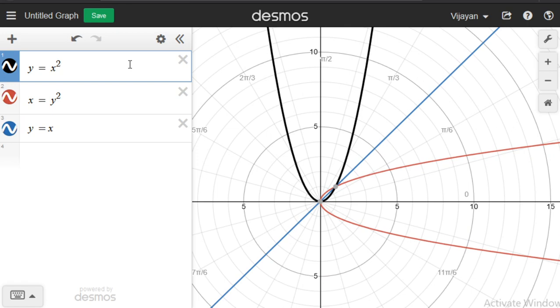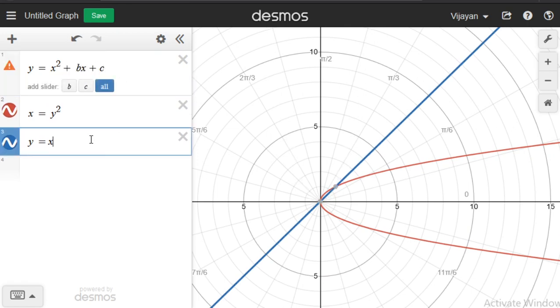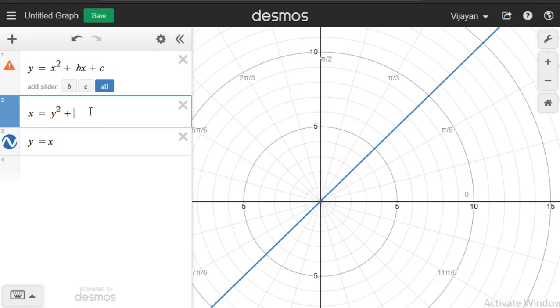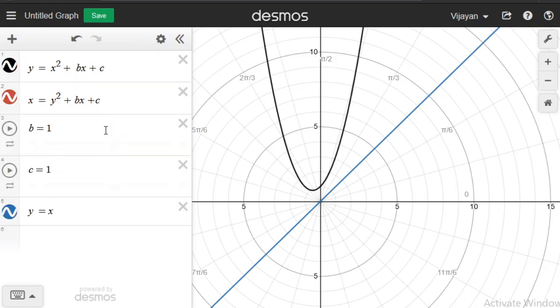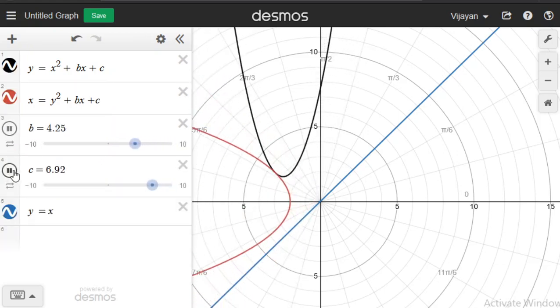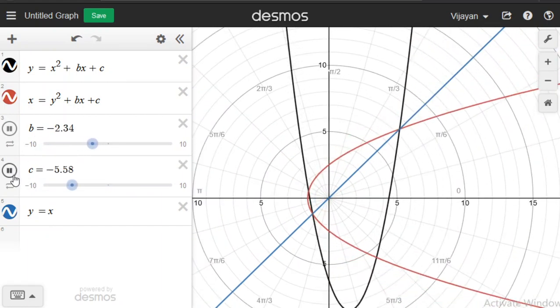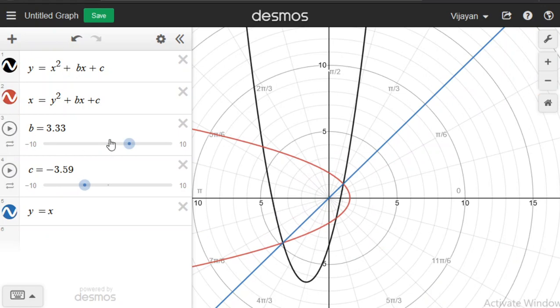Now suppose I add bx plus c here, and here also bx plus c, and add sliders for both and make it autoplay. Along with the values of a and b, this is changing. So this is how the orientation of the function changes when we replace x with y and y with x.